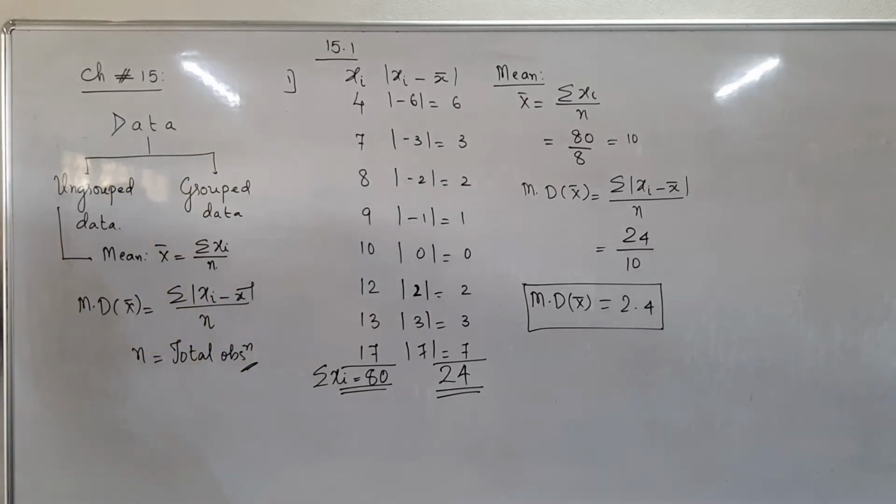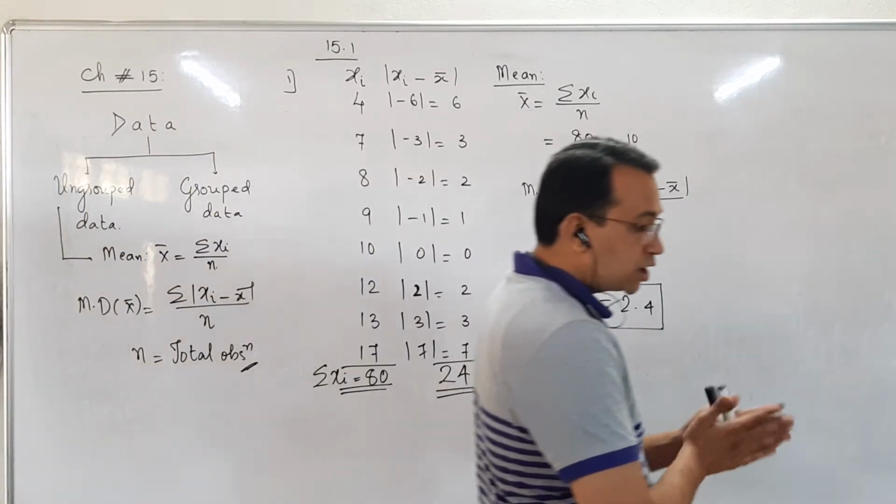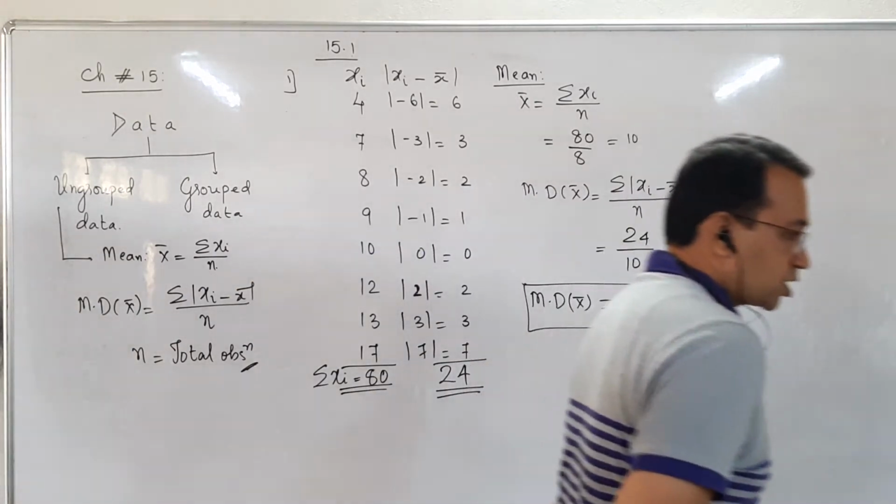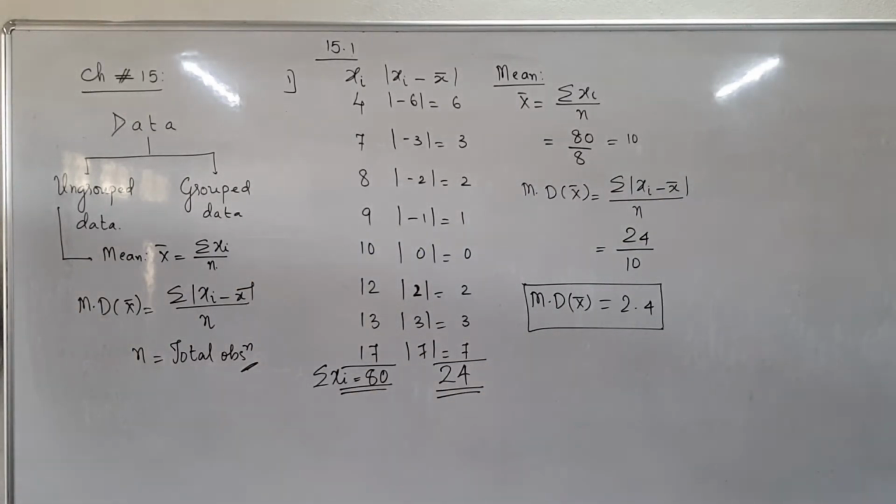This is ungrouped data because frequency is not given. I told you, students, up to 10th standard whatever basics we have got, now you have to add. For ungrouped data, mean x bar is found out as sigma xi upon n, and mean deviation with respect to mean is nothing but sigma mod xi minus x bar divided by n. And here n is nothing but the total number of observations.